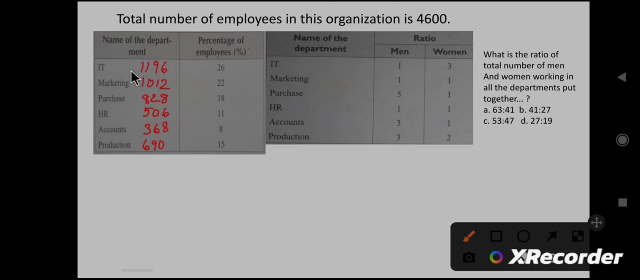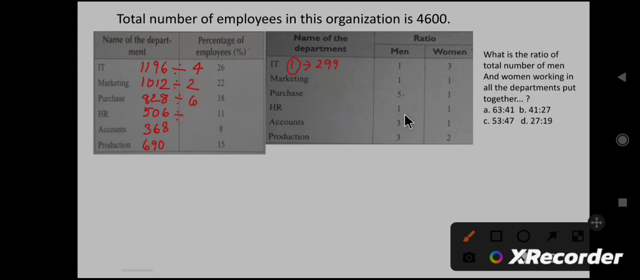Like for this IT department, what we have to do is 3 plus 1 is 4. So out of 4 parts, 1 part is men and 3 parts are women. So first we need to divide 1196 divided by 4, and for 1 part, you will get 299. So 1196 divided by 4 is 299. Similarly, you have to divide 1012 by 1 plus 1, which is 2, for marketing. And for purchase, you have to divide it by 5 plus 1, 6.